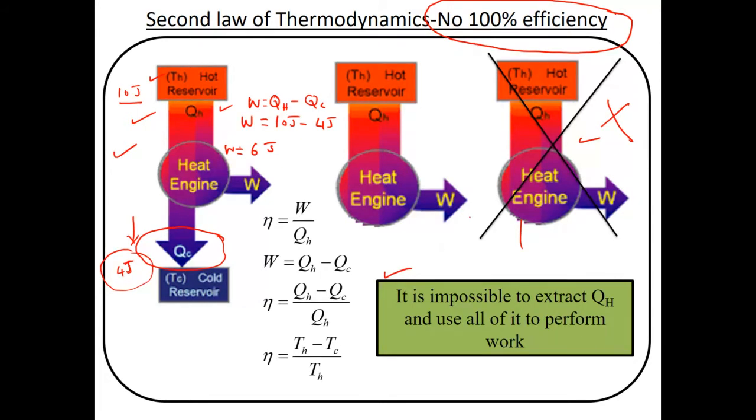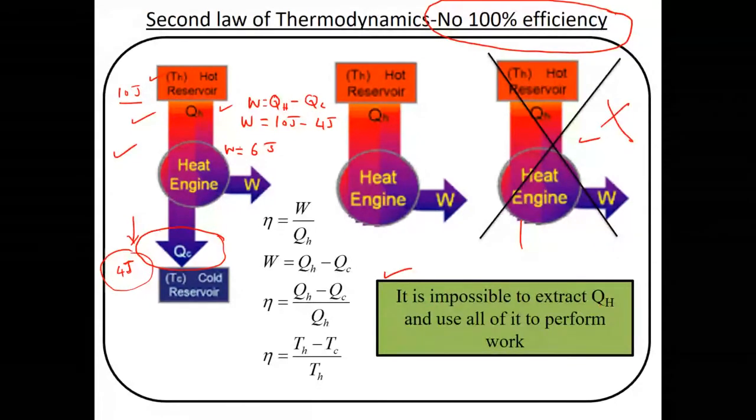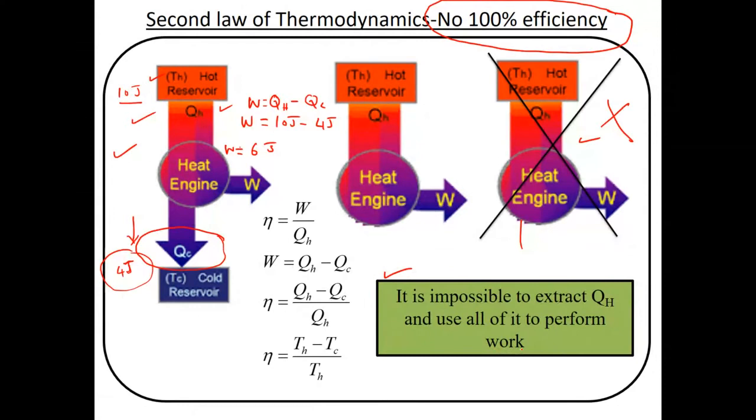So if you want to write the definition for the second law of thermodynamics, you have to say it is impossible to extract all the energy from the hot reservoir to do the work. So if you want to run the engine, you have to do some work with loss of some energy. Clear?